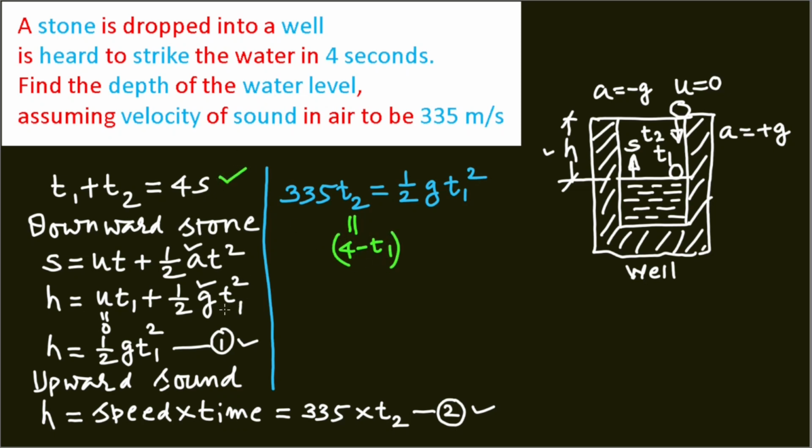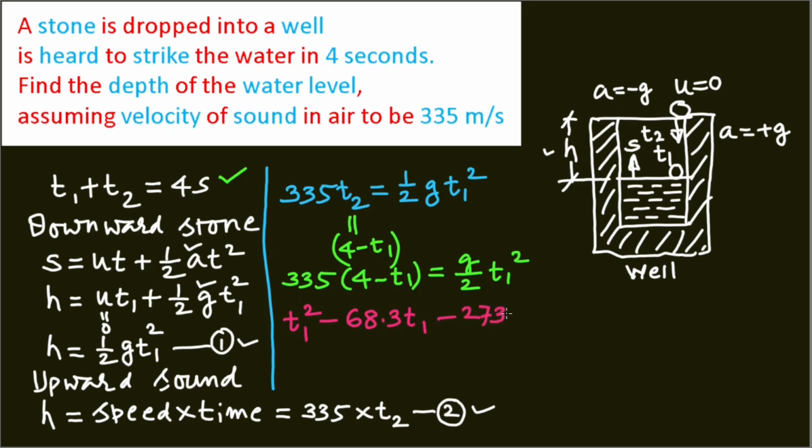From this equation t1 plus t2 equals 4. So we get 335 into 4 minus t1 equals g by 2 t1 square, which after simplification gives us a quadratic equation t1 square minus 68.3 t1 minus 273.19 equals 0.